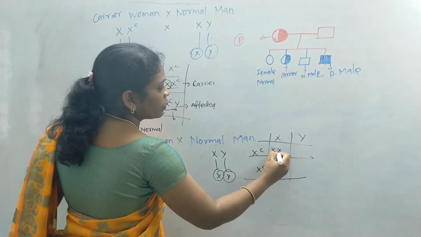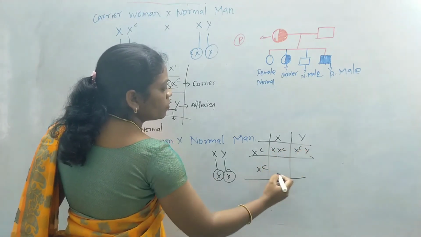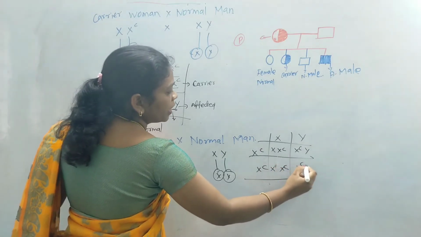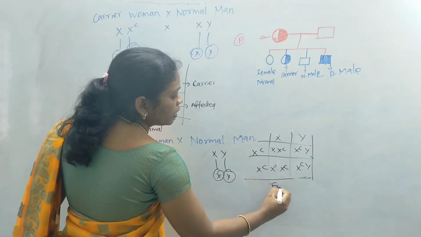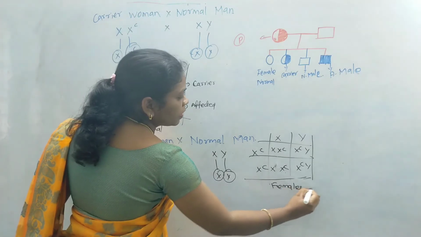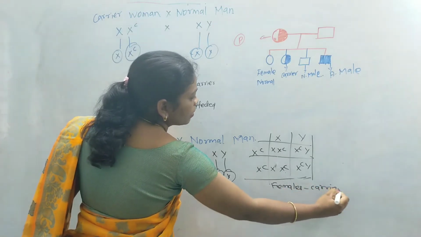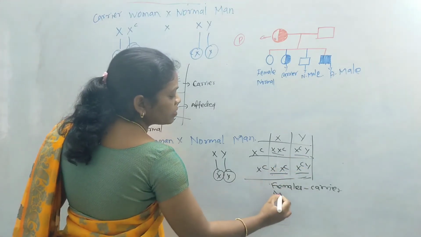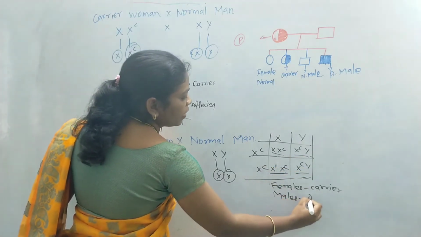Here you can find XXC, XCY, XXC, again XCY. Here the females are carriers. They express the heterozygous condition. These two are affected by the disease. So the males are affected.